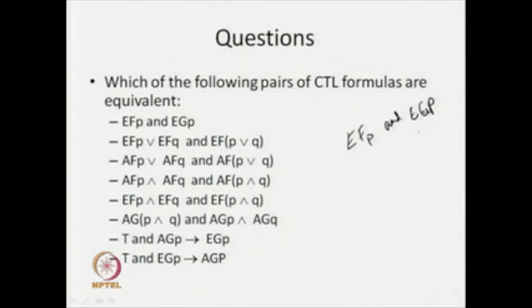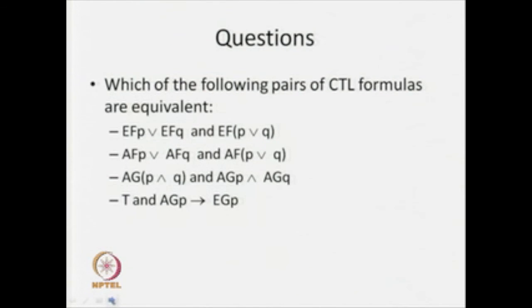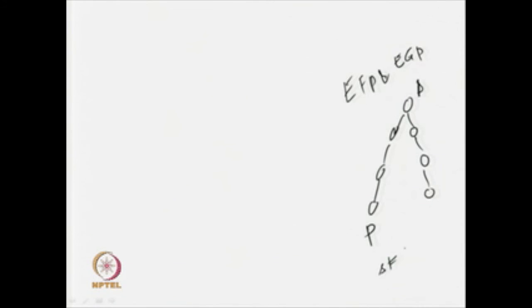Now, you see that I have this formula, EFP and EGP. In this case, I am going to consider one model. I will say that P is true over here. So, in this particular state S, we get S models EFP, and in all other states, not P is true.